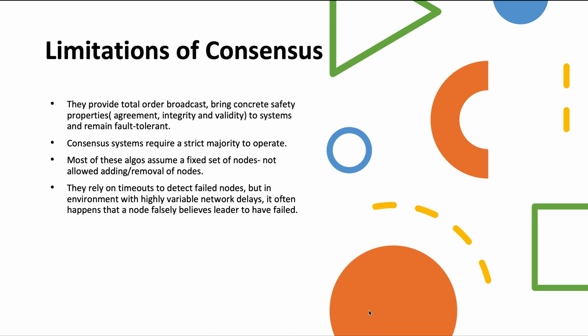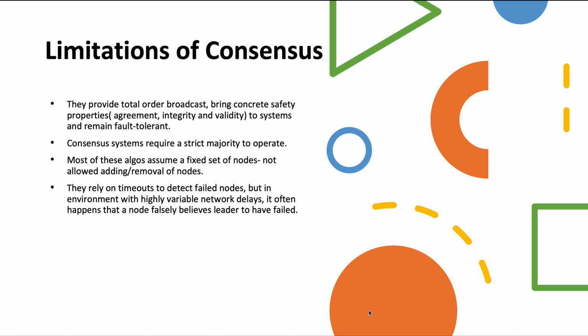Consensus algorithms provide total order broadcast. They bring concrete safety properties like agreement, integrity, and validity to the systems, and they remain fault tolerant. But these benefits come at a cost. Consensus systems always require a strict majority to operate, which means we need a minimum number of nodes to tolerate some failure. For example, we need a minimum of 3 nodes in order to tolerate one failure, or a minimum of 5 nodes to tolerate 2 failures.